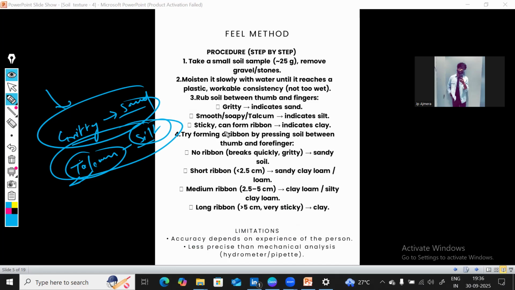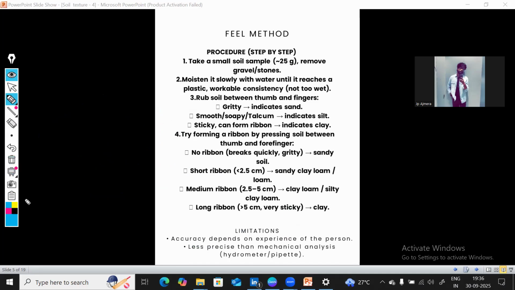And the third one is sticky. If the appearance is sticky, like it can form a ribbon, then the answer will be clay. Gritty goes to sand, talcum and smooth, soapy goes to silt, then sticky goes to clay. These things are very important to remember, as they will appear in the examination.